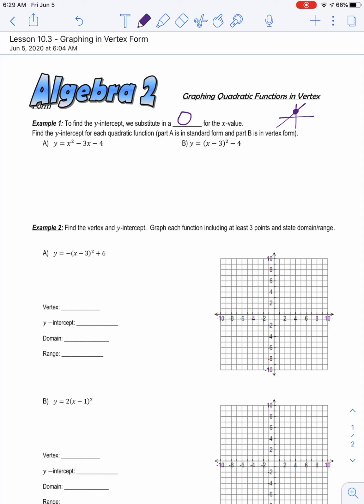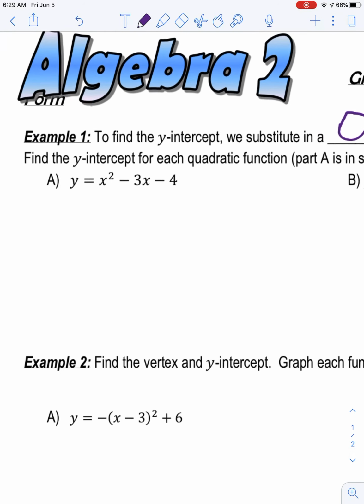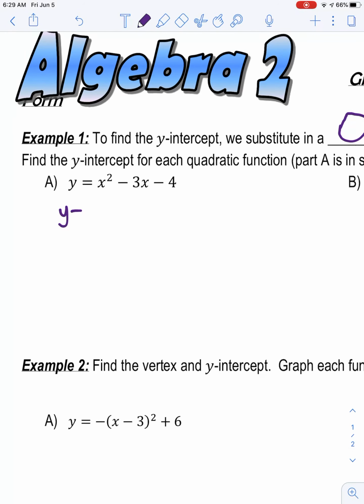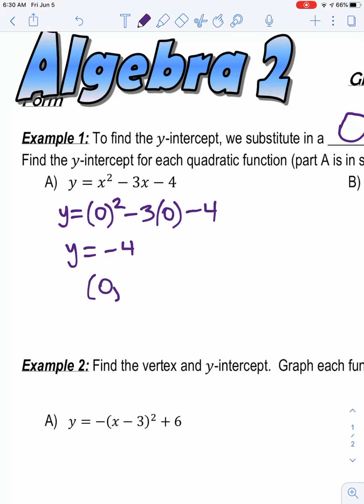It says find the y-intercept for each quadratic function, and note that in part A we have a quadratic function in standard form. Part B we have a quadratic function in vertex form. So in standard form here, if I plug in a 0 everywhere I see an x, I'm going to get y equals 0 minus 4, so y equals negative 4. And my y-intercept is (0, negative 4).